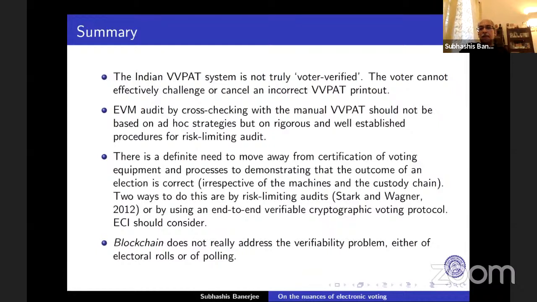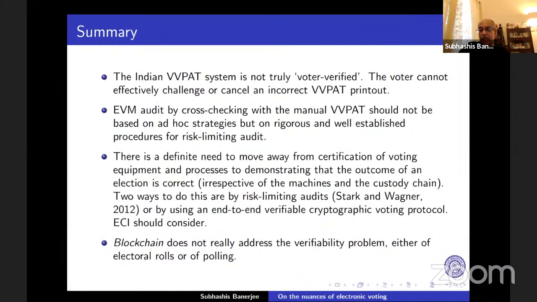EVM audit by cross-checking with manual VVPAT should not be based on ad hoc strategies. And if the Supreme Court cannot do proper statistics, they should be told so in no uncertain terms to register for statistics courses, statistics 101. Maybe some statistics professors also need that. But they should rely only on well-established professors and risk limiting audits. And there is established literature on how to do all this, right? There are great election papers coming from computer science and statistics that tell you how to do it, and they should become the de facto standard.